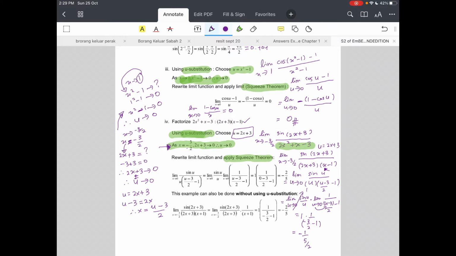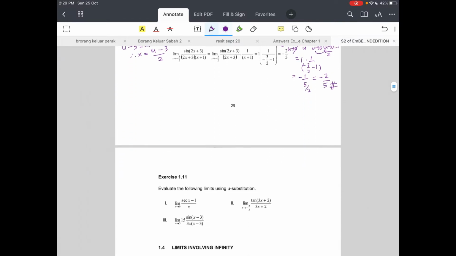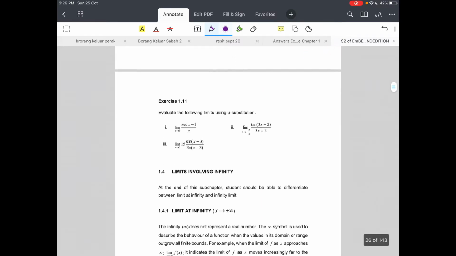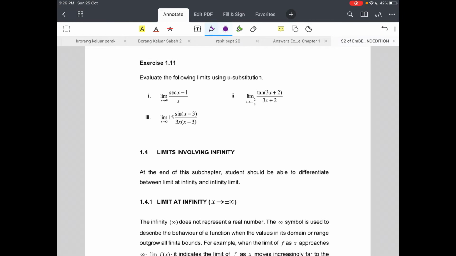So in other words, your final answer is minus 2 over 5. It's quite a bit long for this part, but eventually if you study this example again, you will get what I mean. You need to redo the question. Now for this exercise you may need to do it by yourself, exercise 1.11.